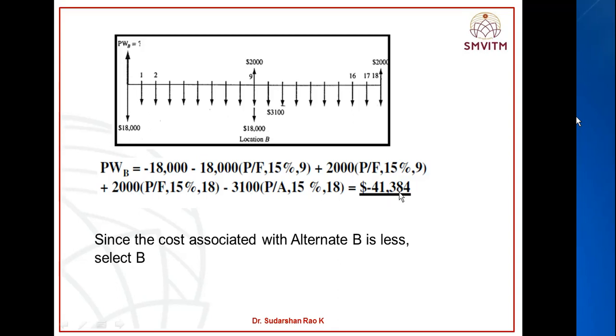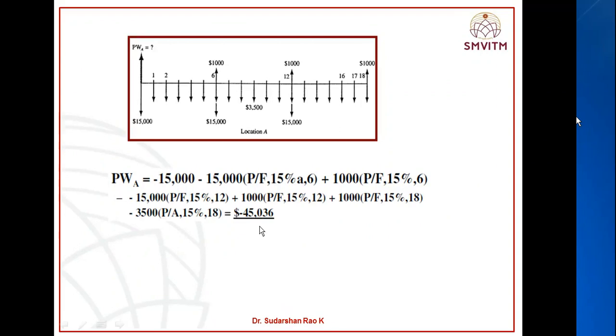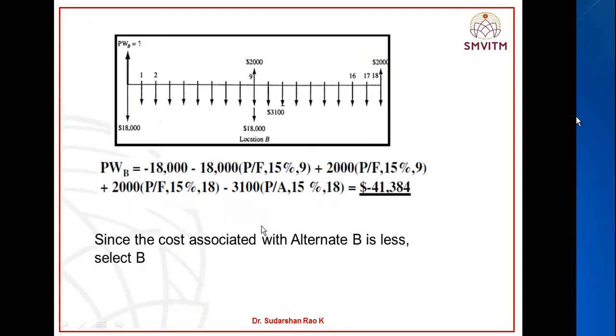Comparing these two, the cost associated with B is less compared to A, therefore B is selected. For A it is 45,036, whereas for B it is 41,384, therefore B is selected.